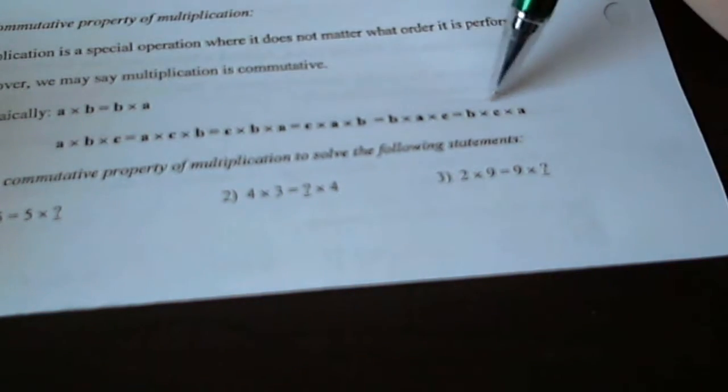Multiplication is a special operation where it doesn't matter what order you perform it. We could say A times B is the same thing as B times A. We could also do the exact same thing with all 6 combinations of A, B, and C. I'm not going to read these, you could read them yourself. What we are going to do is exercise what's called the commutative property of multiplication. That just means it doesn't matter what order you multiply.